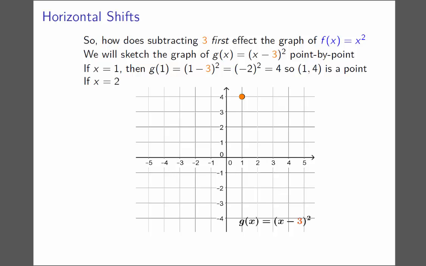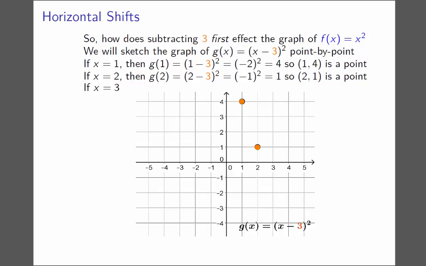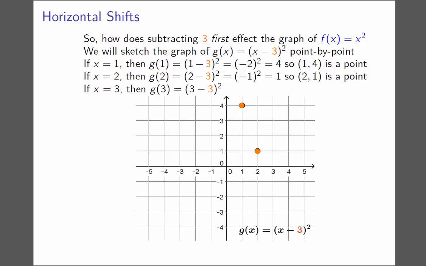If x is 2, then g of 2 is 2 minus 3 squared, which is negative 1 squared, which is 1. So this means x equals 2, y equals 1 is a point on the graph. Let's include it now. What about if x is 3? Here, g of 3 is 3 minus 3 squared, which is 0 squared, which is 0. So 3, 0 is a point that we can include on our graph.